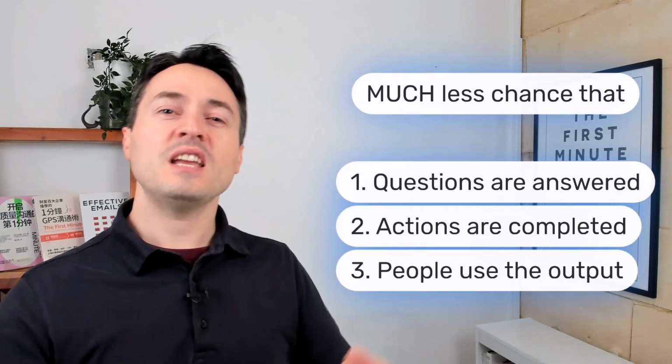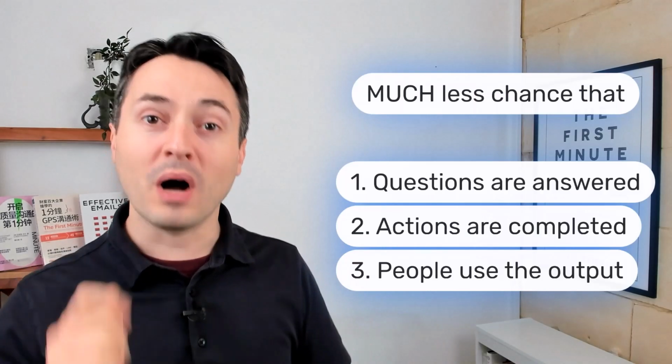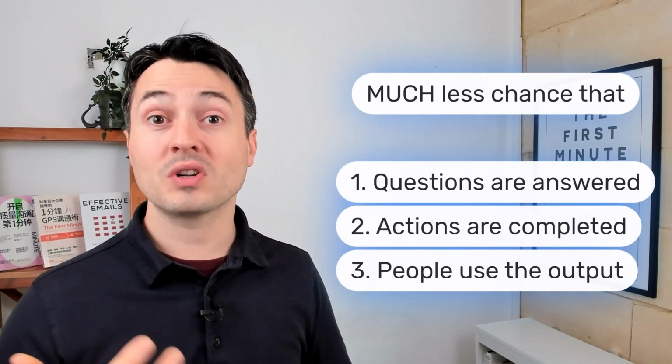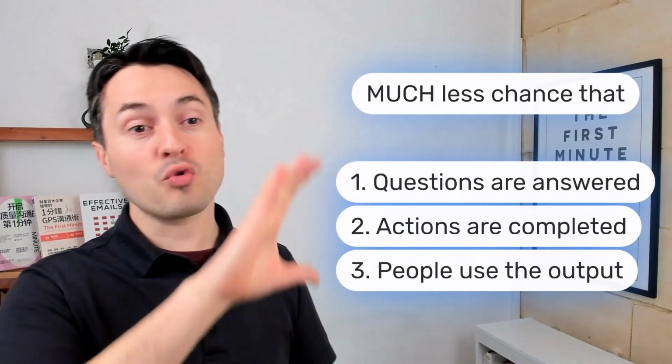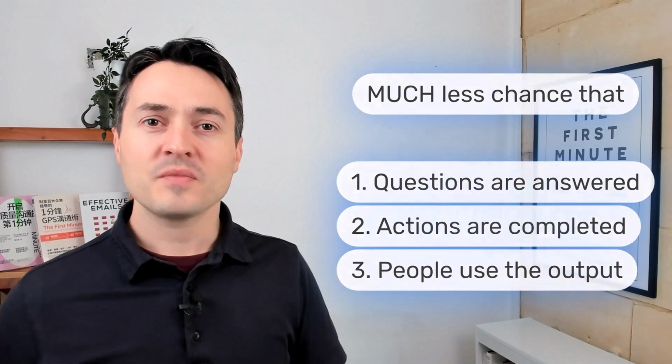So yes, individuals in the meeting may have taken their own notes, may be aware of their own actions, but when you send out good, clear minutes along with the output, you greatly increase the chances that these things will happen. So how do you do it? How do you send out the output and the notes?